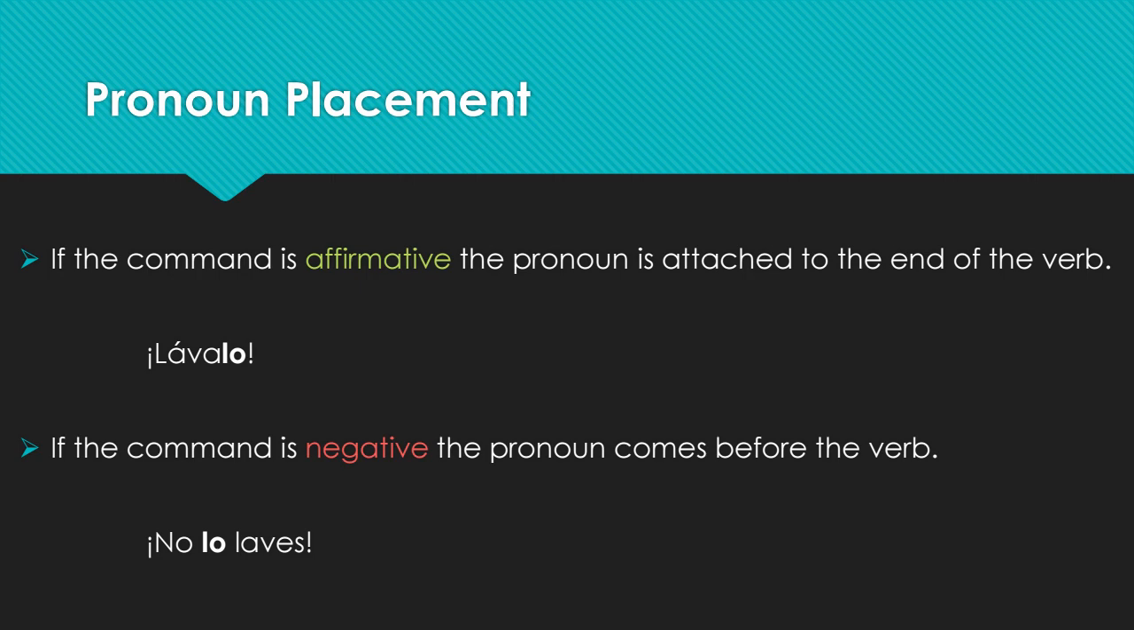And the last thing that I want to point out is pronoun placement. So where does the pronoun go in the sentence when you're using these affirmative tú commands? So if the command is affirmative, if you're telling someone to do something like we are in this lesson today, then the pronoun is always going to be attached to the end of the verb. So lávalo, for example, wash it. That pronoun lo, it is a direct object pronoun, right? So it's going to be attached to the end. All of your pronouns, so your reflexive pronouns, your direct and indirect object pronouns, they will always get attached to the end of the verb when you're giving an affirmative tú command.